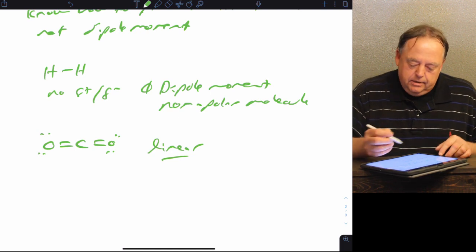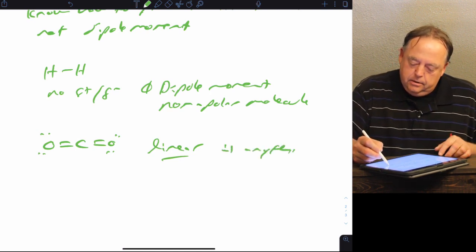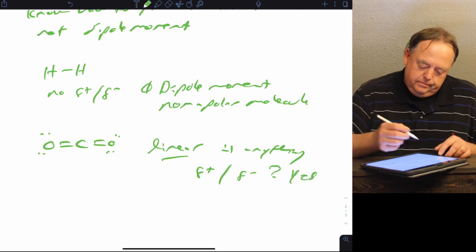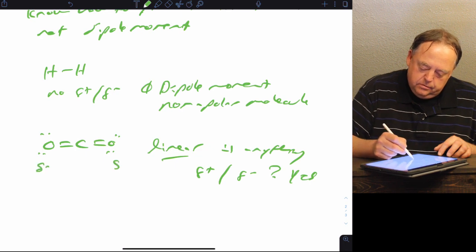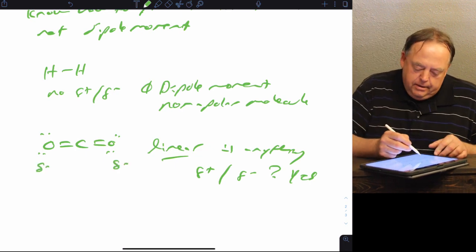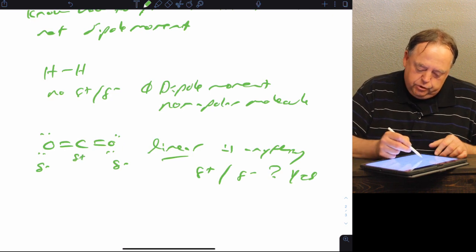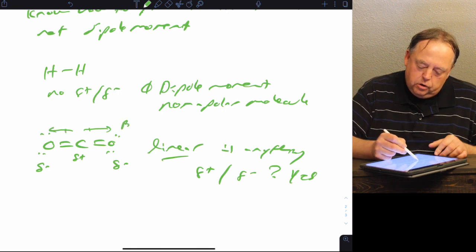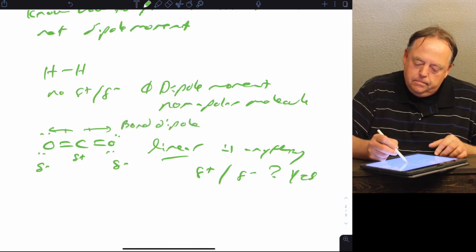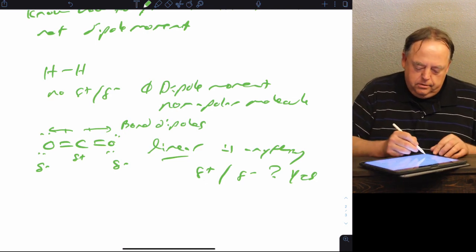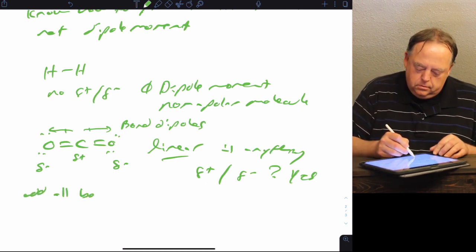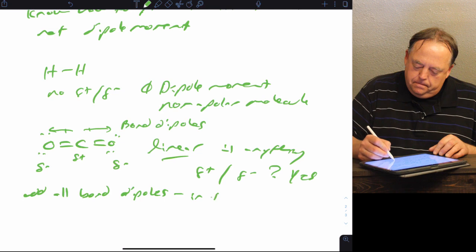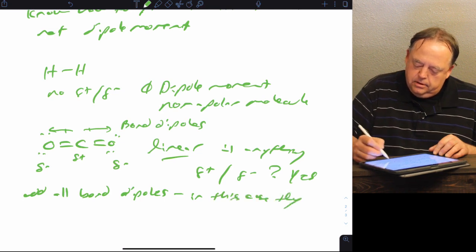It's a linear molecule, and so is anything partial positive, partial negative? And the answer is yes. Oxygen atoms are partial negative because they're more electronegative than carbon, and the carbon atom is partial positive. So if you draw your arrow from positive to negative, there's a dipole like that and a dipole like that. Those are what are called bond dipoles. And then if you add the two together, in this case, they cancel.